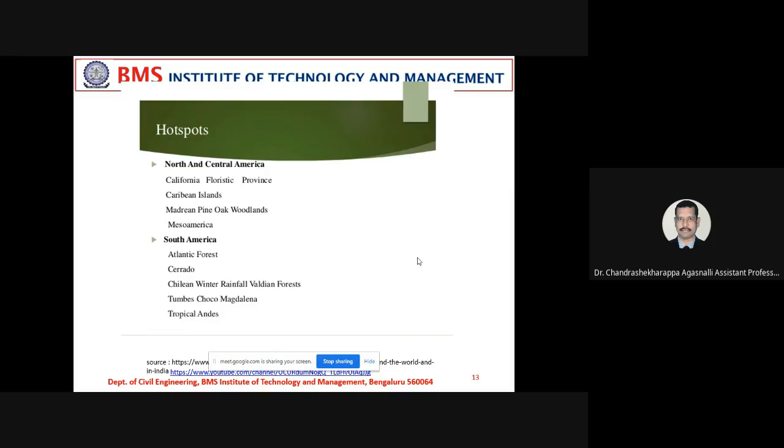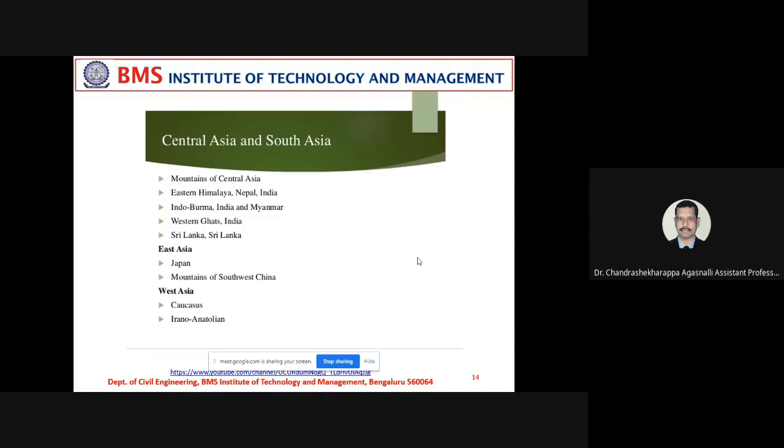In North and Central America, we have the California floristic province, Caribbean islands, Madrean pine-oak woodlands, and Mesoamerica. Then in South America we have the Atlantic forest, Cerrado, Chilean winter rainfall and Valdivian forest, and the tropical Andes. In Central Asia and South Asia, the mountains of Central Asia, Himalayas, Eastern Himalayas, Nepal, India, and Indo-Burma, India and Myanmar, Western Ghats. You see the Western Ghats in India.